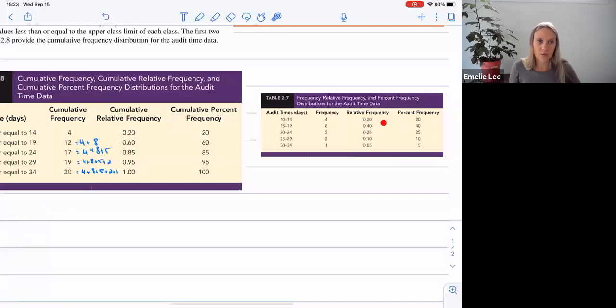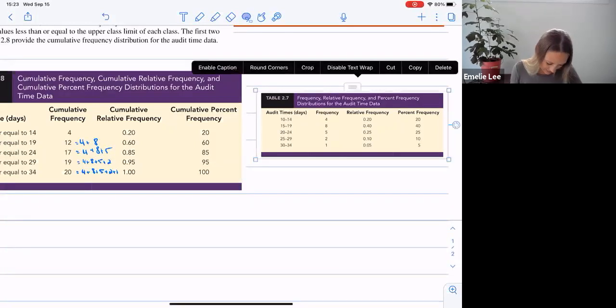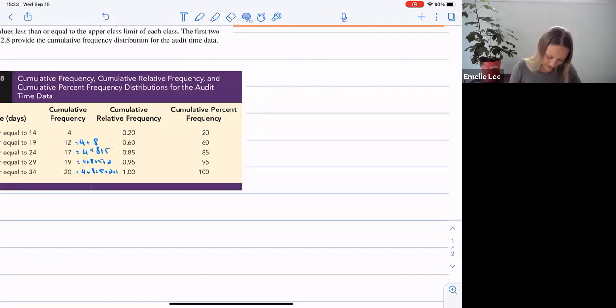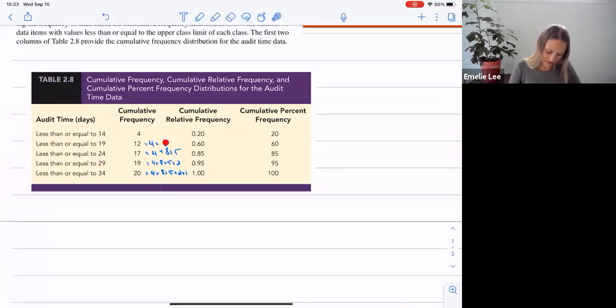Now I don't need this one anymore, so I'm going to ditch it. I got what I wanted. I got these numbers, right? And so here, when we're talking about the cumulative frequency, that's fine, right?